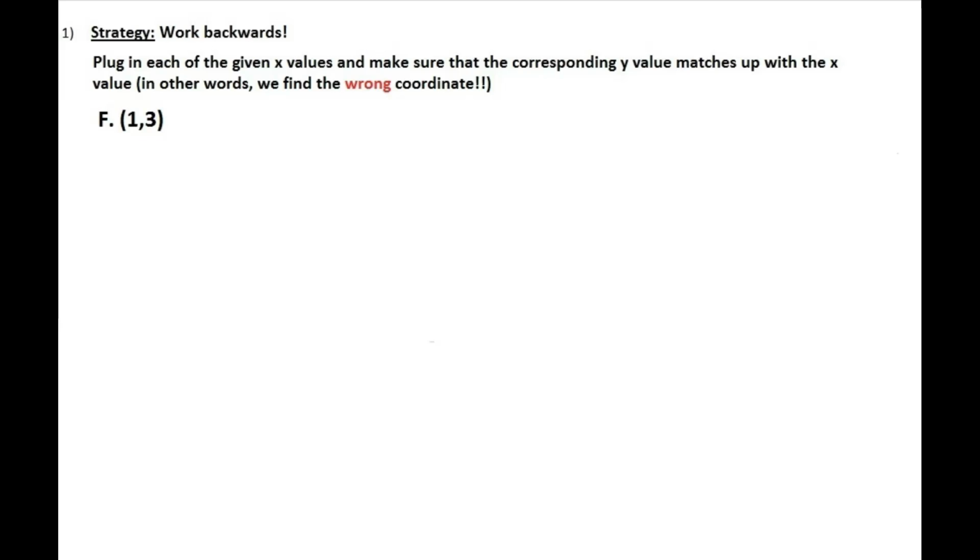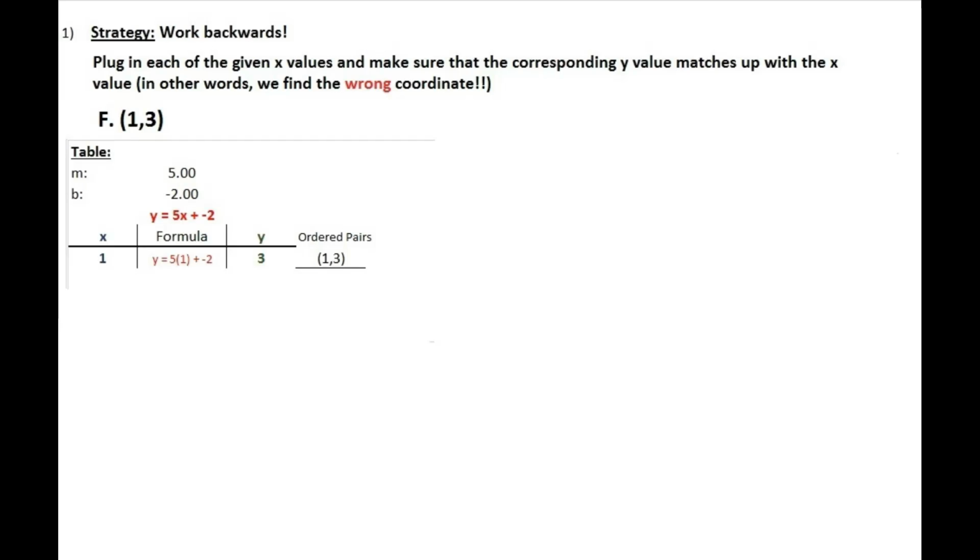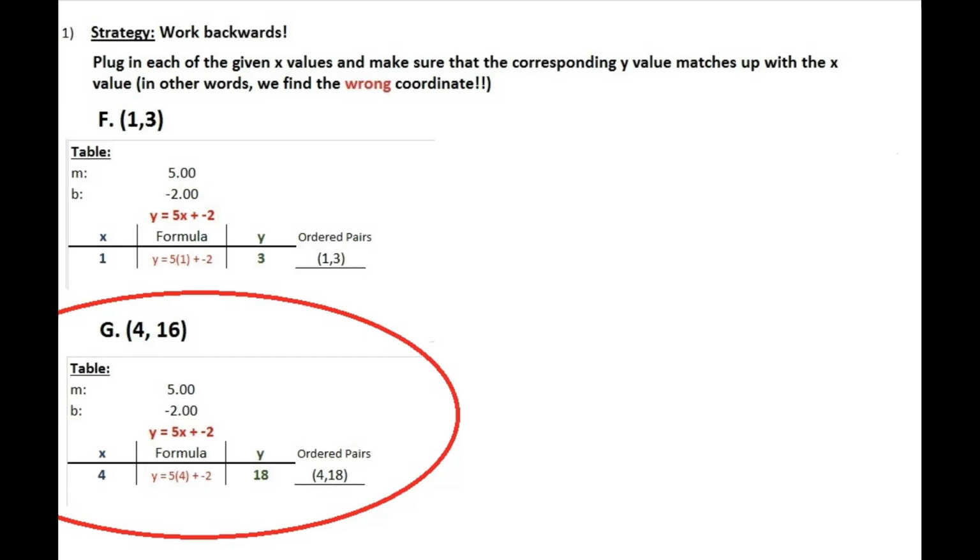If I plug in 1 to this equation, will I get 3 as my y value? Well, here's the table. 5x plus -2. 5 times 1 plus -2, I get 3. So 1, 3 is correct. So F isn't the answer. Let's look at G. If I plug in 4, what do I get? If I plug in 4, 5 times 4 is 20, plus -2, that's 18. 4, 18 is what I end up with. G is our answer because it's the one that does not match. But just to prove it, I'm going to do the other two.